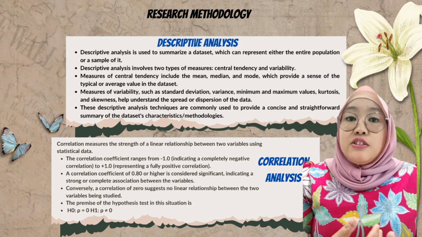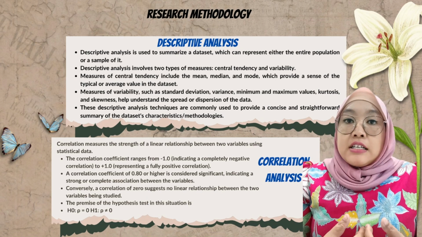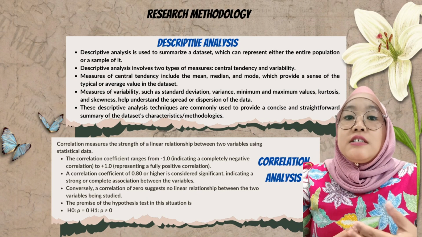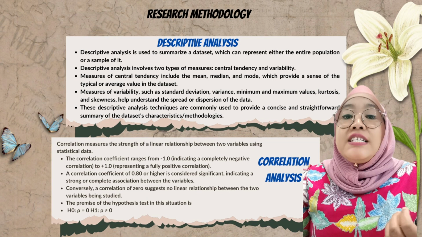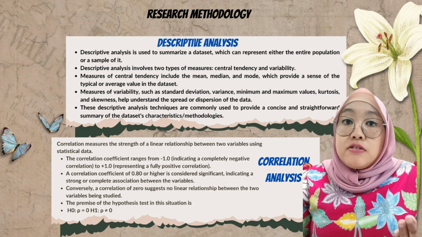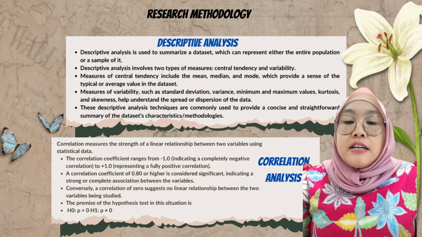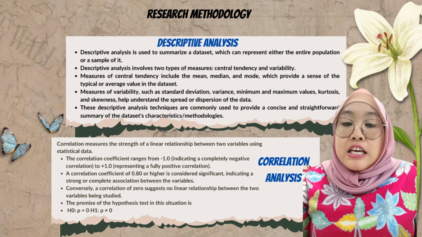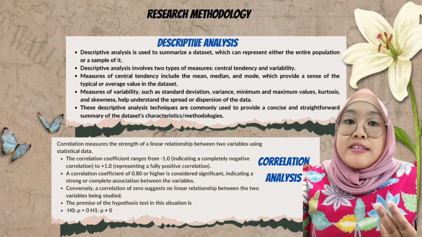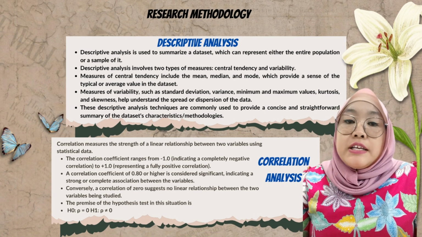Okay, now we change to the next slide, which is the research methodology. In research methodology, we have descriptive analysis. It is used to summarize a data set, which can represent either the entire population or a sample of it. Descriptive analysis involves two types of measures, which are central tendency and variability.